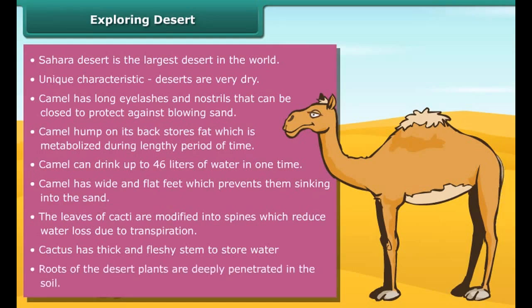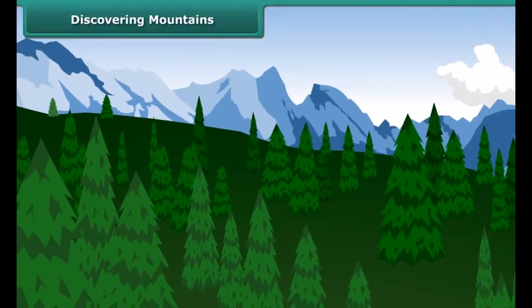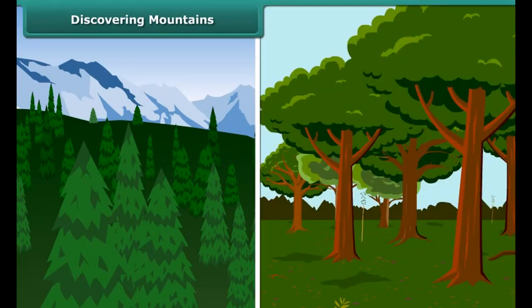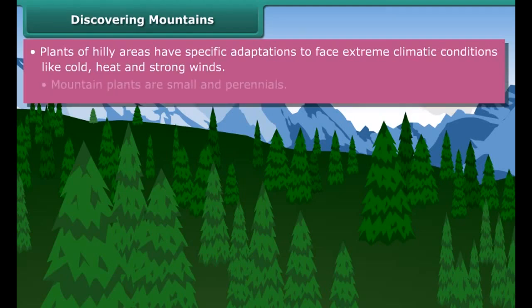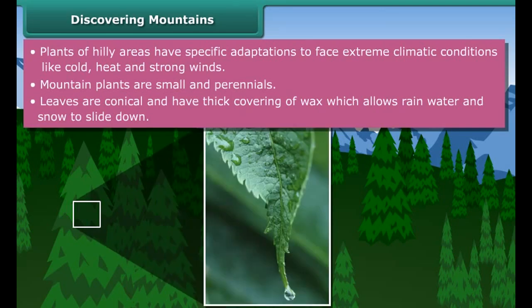Similarly, plants like cacti also show various adaptations to survive in a dry and hot environment. The leaves of cacti are modified into spines, which reduce water loss due to transpiration. Cactus has a thick and fleshy stem to store water. Roots of the desert plants deeply penetrate the soil to absorb water. Drag and drop the right option in the appropriate box.